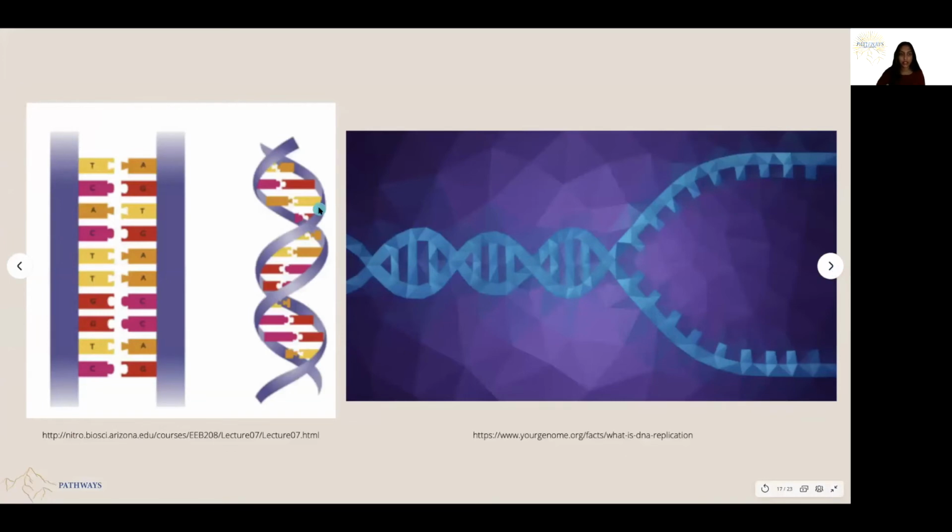So these are just some pictures. Like I was saying earlier, the helix will unwind into this ladder shape, and then the ladder will separate.